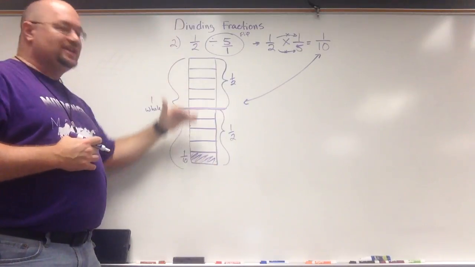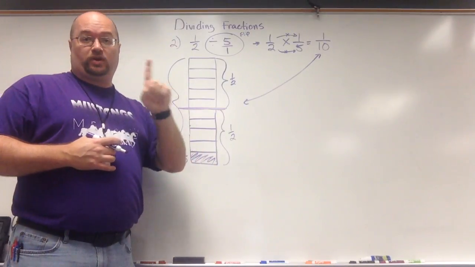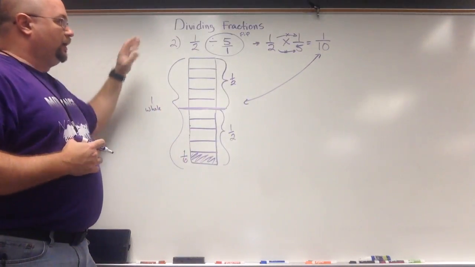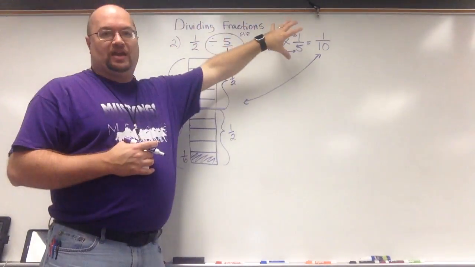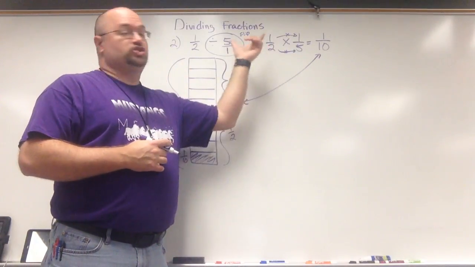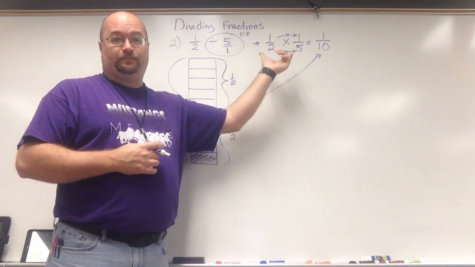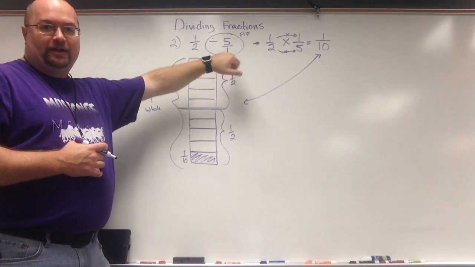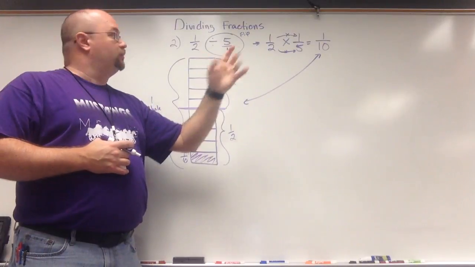I want you to see the model, because you're going to see the model on at least one question on CBA. So I want you to see the model, but we're mainly going to focus on the math part of it, because you're going to see lots of those questions. You're going to see at least 3 questions in the CBA where it's just the math problem. So again, remember, whatever we're dividing by, we're going to flip it, and then we're just going to multiply out.